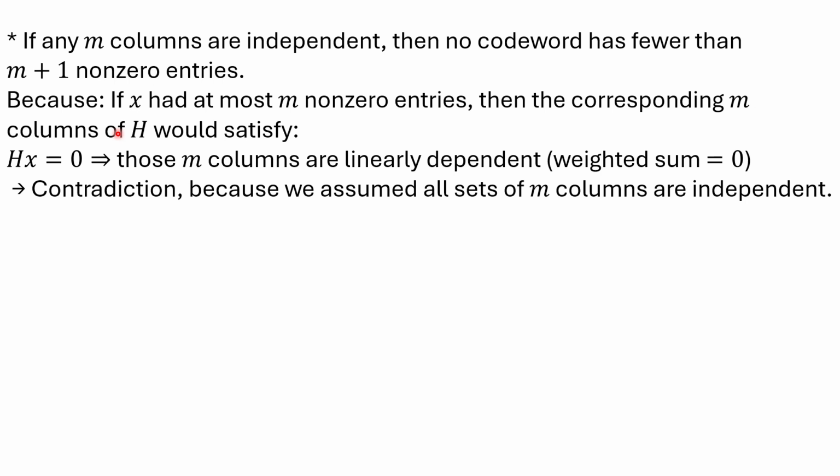Why, if any m columns are independent, does no codeword have fewer than m plus 1 non-zero entries? Because if x had at most m non-zero entries, then the corresponding m columns of H would satisfy Hx equal to 0. Those m columns are linearly independent. Contradiction, because we assumed all sets of m columns are independent. So we proved that this code has distance m plus 1.